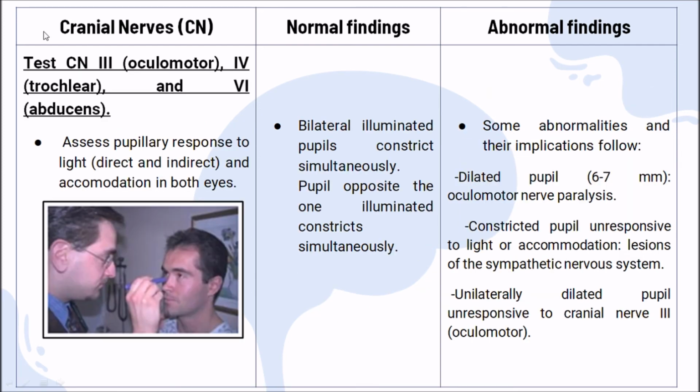Third instruction: assess pupillary response to light, direct and indirect, and accommodation in both eyes. Normal findings: bilateral illuminated pupils constrict simultaneously. The pupil opposite the one illuminated constricts simultaneously. Abnormal findings: first, a dilated pupil of 6 to 7 mm, the patient has oculomotor nerve paralysis. Second, a constricted pupil unresponsive to light or accommodation, the patient has lesions of the sympathetic nervous system. And lastly, a unilateral dilated pupil unresponsive, cranial nerve number 3.